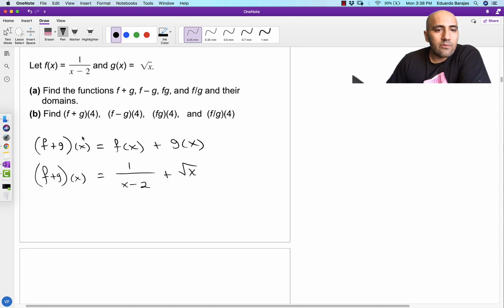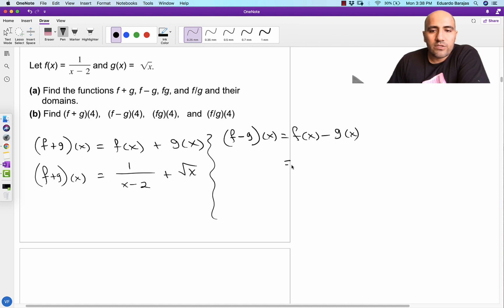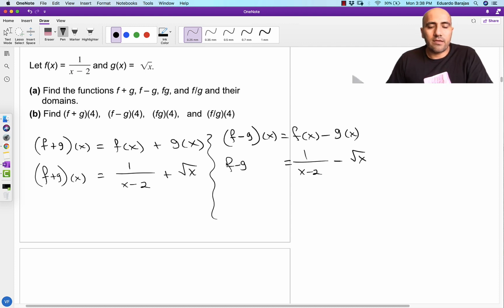Let's do the other one. So that one is the sum. We also have the difference. So now we have this new function, which is going to be f minus g evaluated at x. By definition, that's going to be f of x minus g of x, which then is equal to 1 over x minus 2 minus root x, right? And so this is a new function, f minus g evaluated at x. This is the new function.